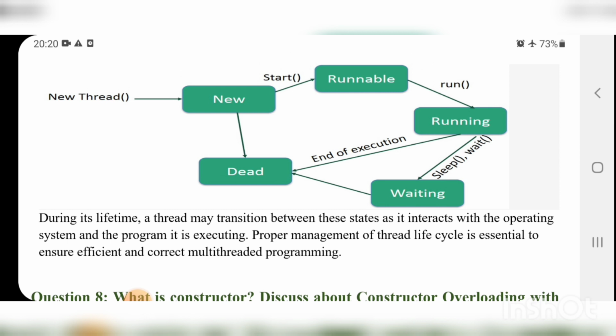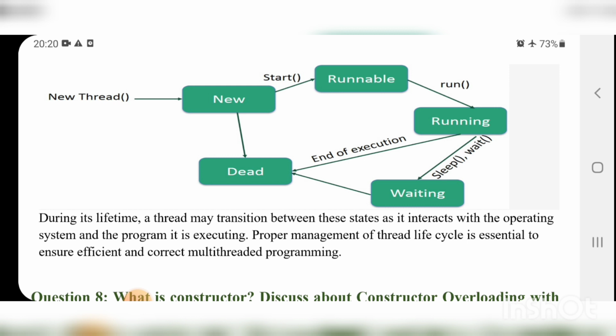Okay, in the waiting state, the thread is stopped for some reason. Here the thread is stopped and it will be blocked for a certain amount of time. In this state, the methods used are the sleep and wait methods.